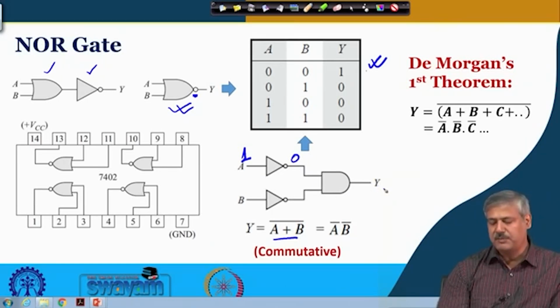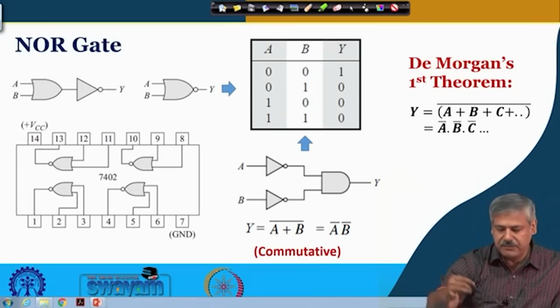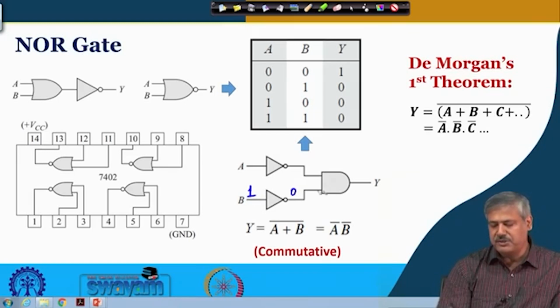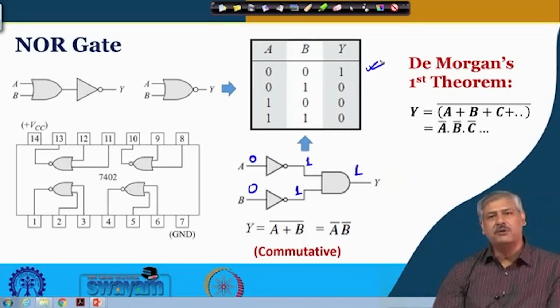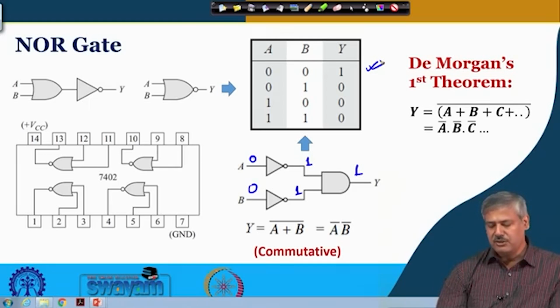If A is 1, that means the output is 0, right, because for the AND gate 0 is the forcing input. So 0 means output will be 0. Likewise, if B is 1, this output will be 0, which will force Y to be 0. Only when both of them are 0, so this is 1 and this is 1, this output is 1. This is nothing but the NOR operation, right. So we can write this A plus B prime as A prime and B prime as well.